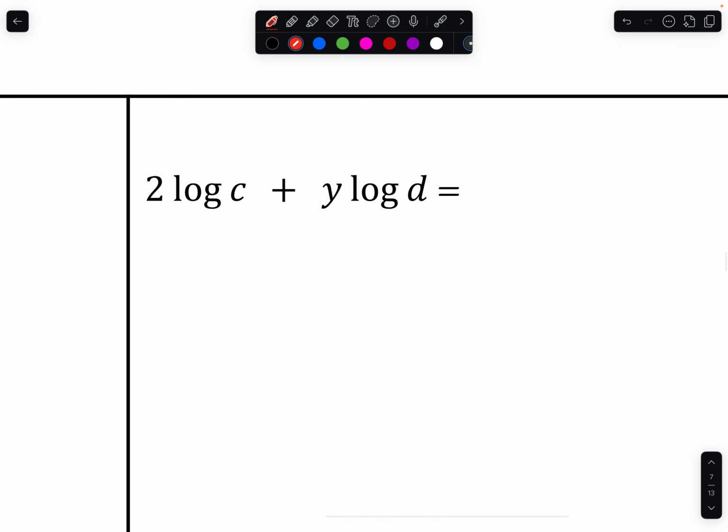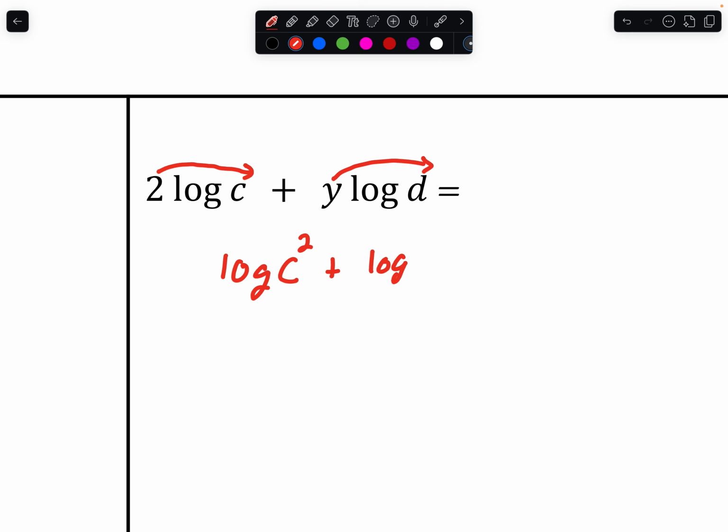Deal with the exponents first. I've got a 2 in the front. I'm going to move it up top. I've got a y in the front. I'm going to move it up top. So I'm going to write log base b of c to the second power plus log base b of d to the yth power.